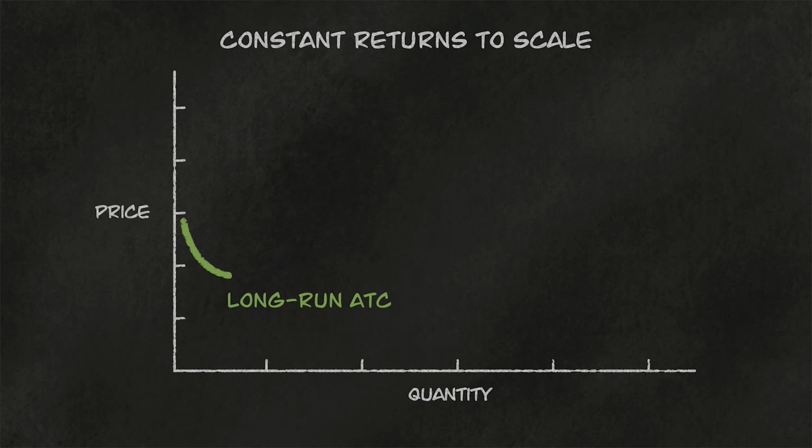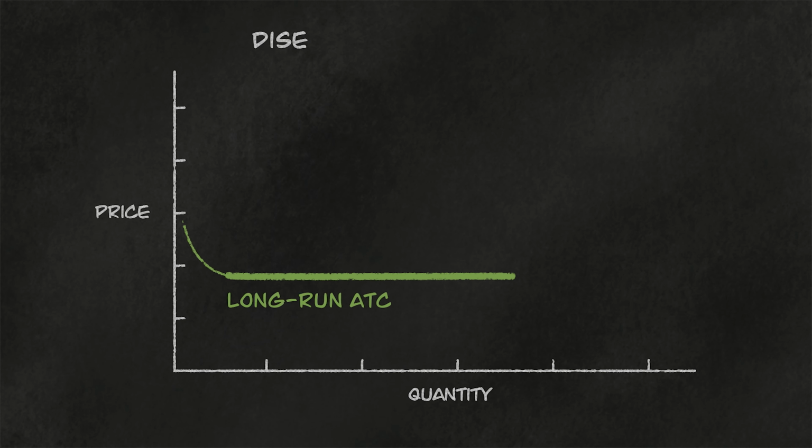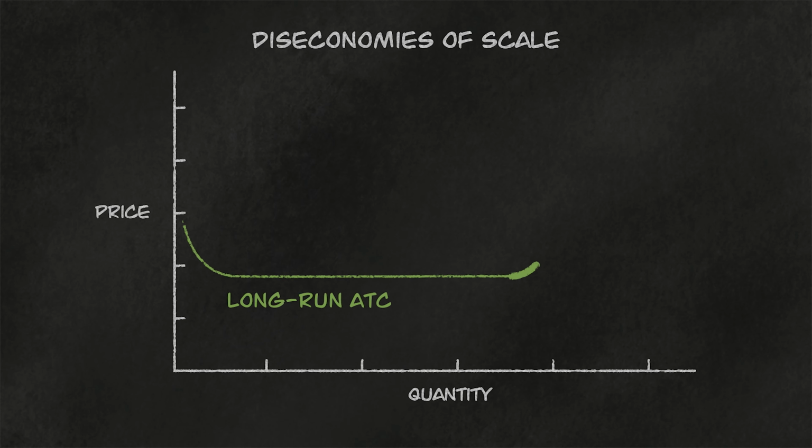Constant returns to scale exist when the average total cost does not change as the quantity produced increases. If the bakery has constant returns to scale, then the cost of producing each additional cake is the same, and the long-run average total cost curve is flat. And diseconomies of scale occur when average total cost rises as the quantity produced increases. If the bakery has diseconomies of scale, then the long-run average total cost curve is upward sloping.